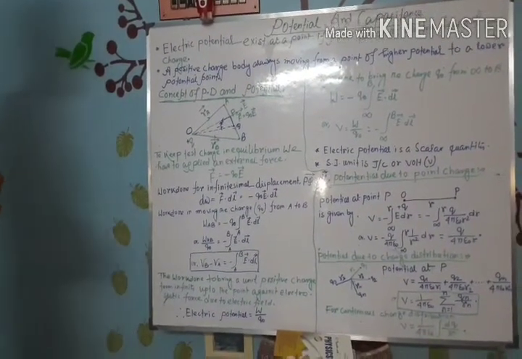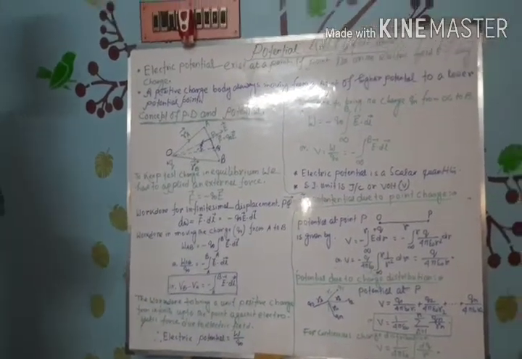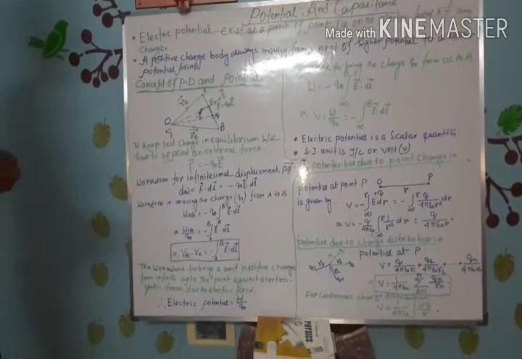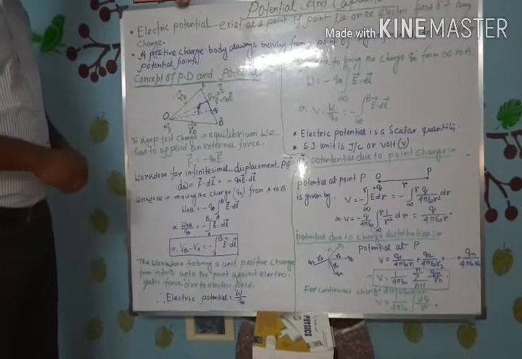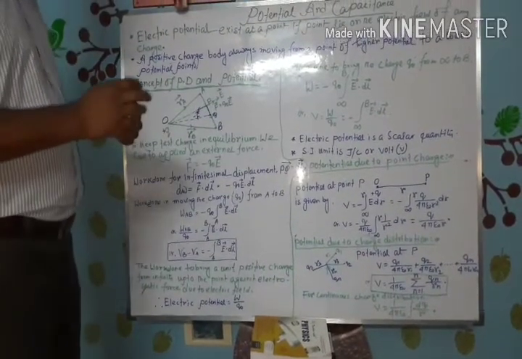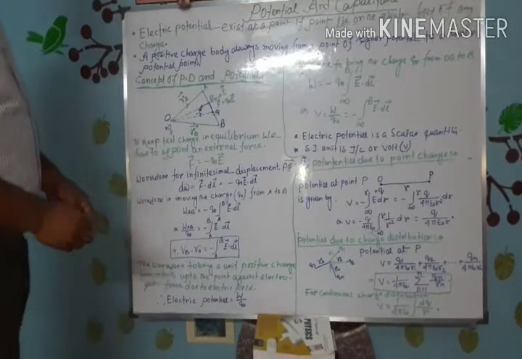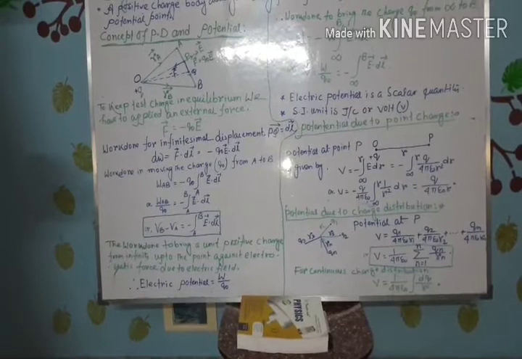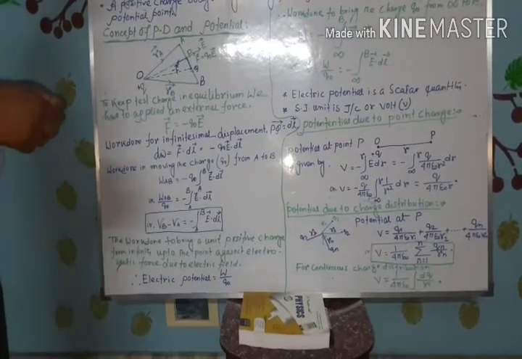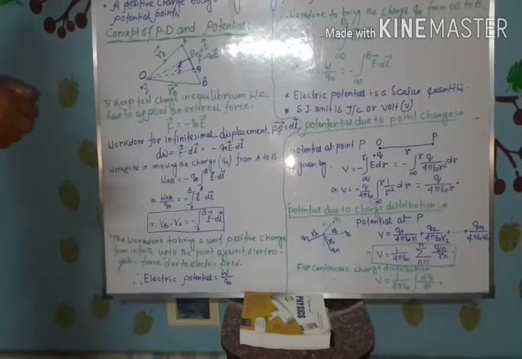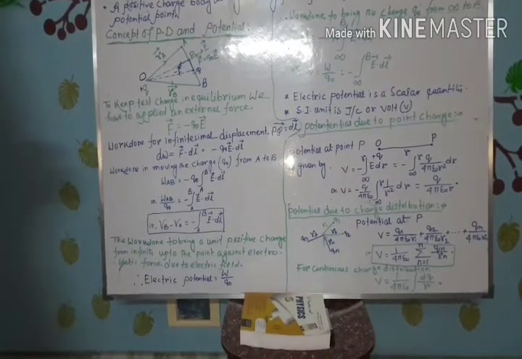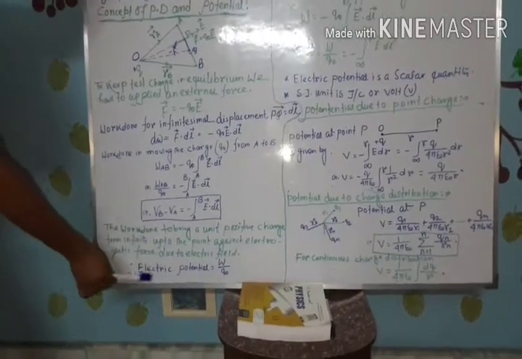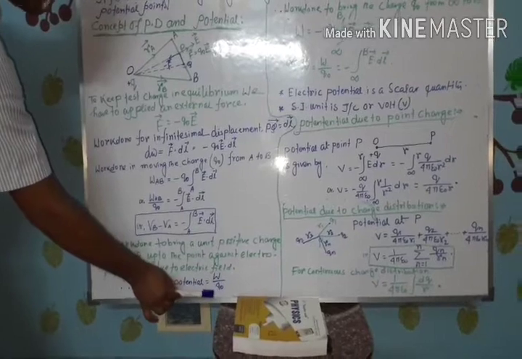Okay, so next we learn about the electric potential at a particular point. The electric potential at a particular point in the electric field of a certain charge is defined as the amount of work done to bring a unit positive charge from infinity to that point against the electrostatic force due to the electric field. So mathematically, electric potential is equal to work done per unit charge.